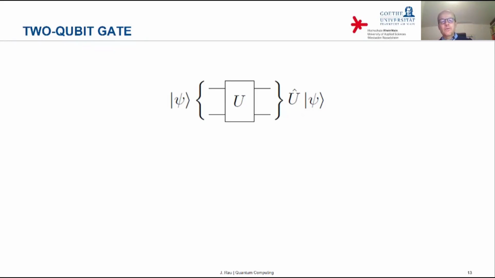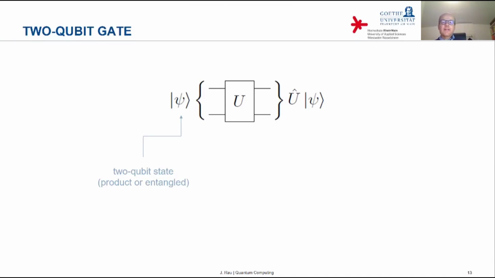You have now 2 qubits coming in. Together, they are in some 2-qubit state psi. The 2-qubit gate performs a unitary transformation in the 2-qubit Hilbert space. So that's a 4-dimensional Hilbert space. And out come 2 qubits in the transformed state.